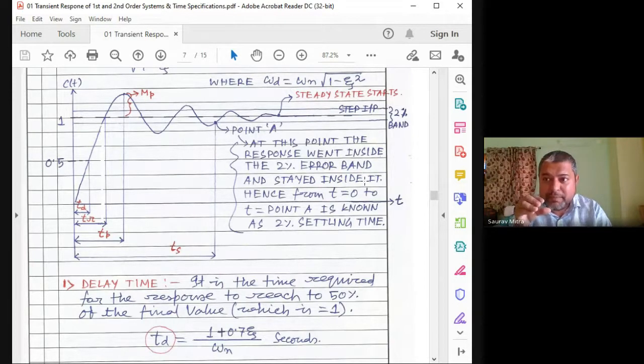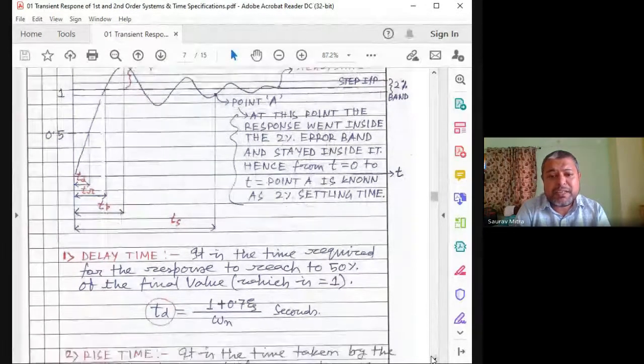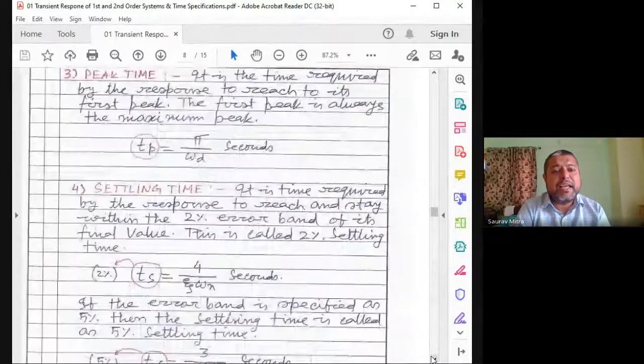This is a very important thing. So at this point the waveform went inside the 2% error band and stayed inside it. Hence t is equal to 0 to t is equal to ts, that is 2% settling time, is known as 2% settling time. What is 5% settling time? 5% settling time happens before. So 5% settling time is less, 2% settling time is more.